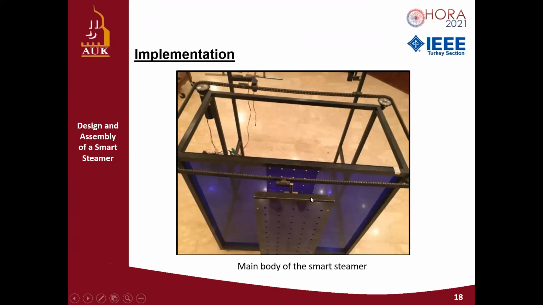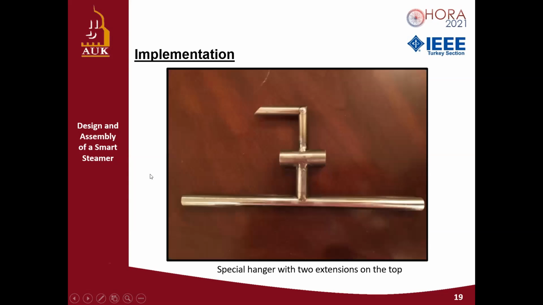As you can see here, we have the holes for the steam to steam the clothes. So this is the steaming portion of the design. And here you can see the chains that will connect to the hanger so that the clothes will move in a circular fashion. This is the special hanger designed for the proposed design.